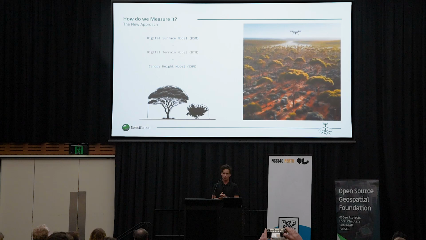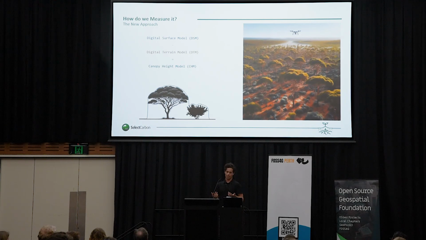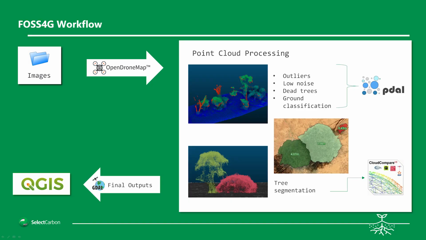LiDAR would be nice, but we don't always have the budget for LiDAR, and sometimes you don't actually need it. With these open canopy forests, we've got enough coverage of the ground that photogrammetry actually works pretty well. So that's what we've been using.